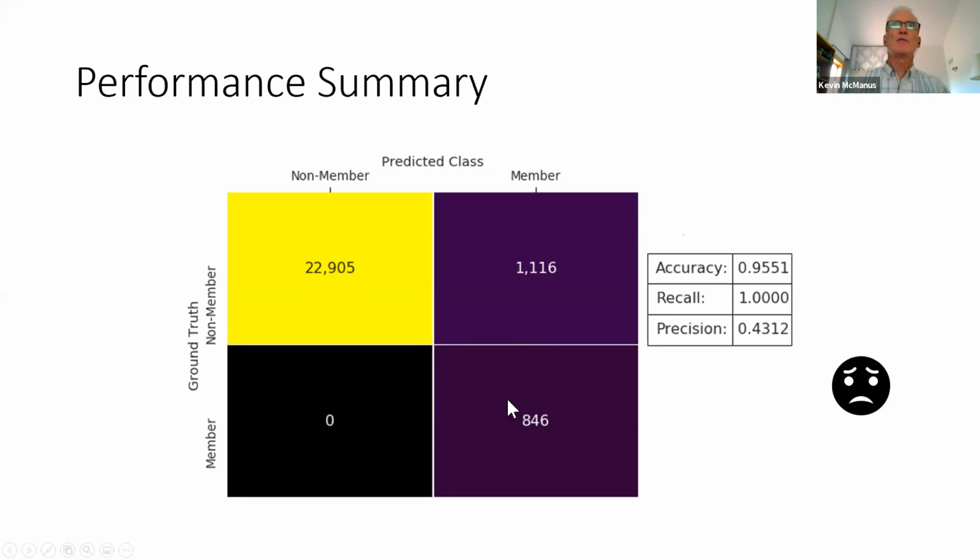The 846, these are the true members, right? So this is our 100%. Of the 846 members that were in the field of view, we called 846 of those guys members. So the model's good in that regard. But these 1116 false positives, this is troubling. So the model is actually not that good. All right.